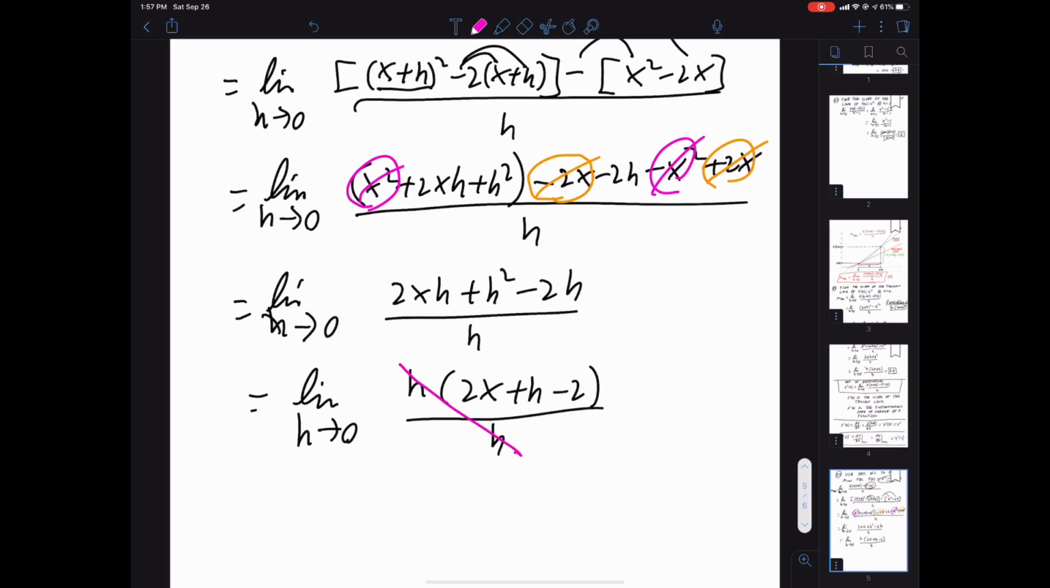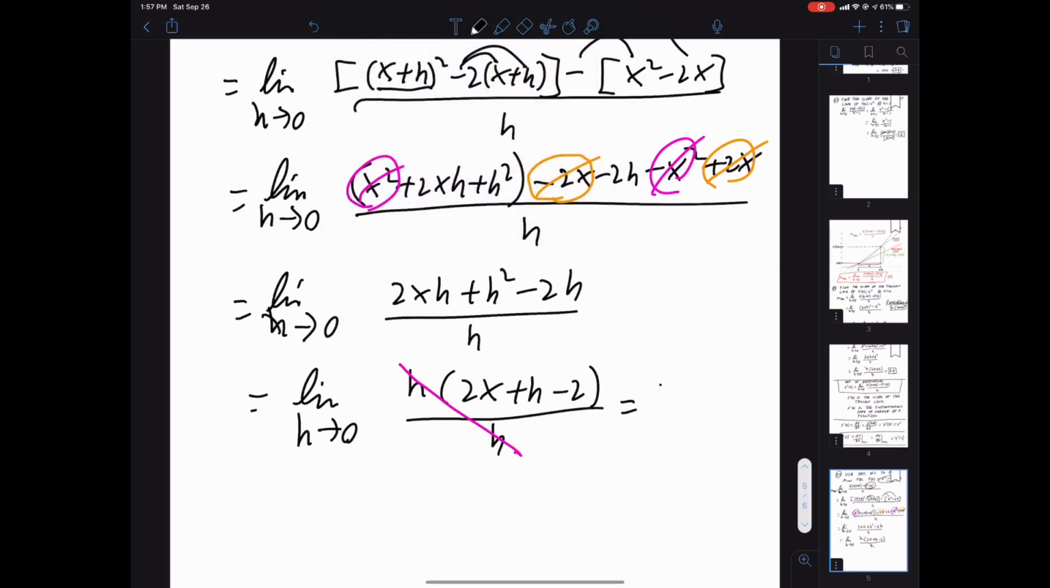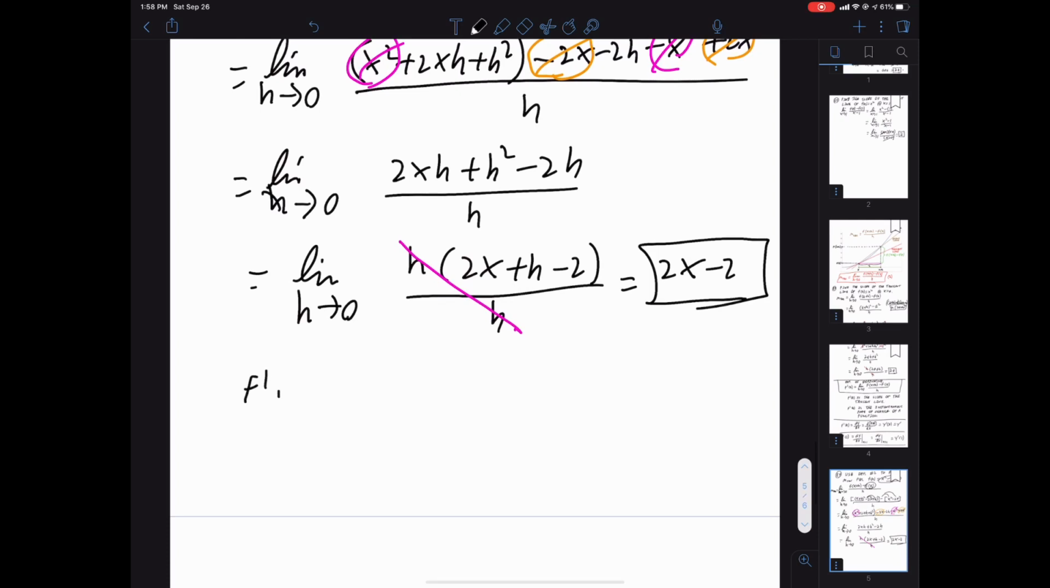Now we let h approach 0. And we're going to be left with 2x minus 2. That is the derivative for x squared minus 2x. Awesome. So it gets ugly, you're going to see.